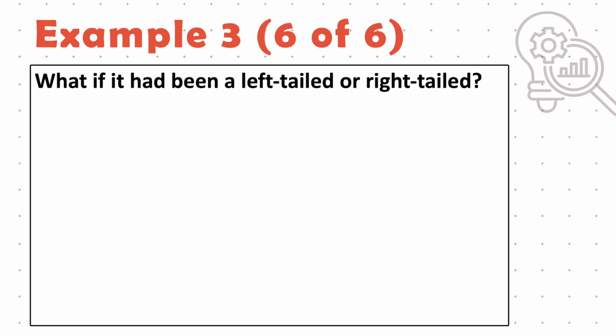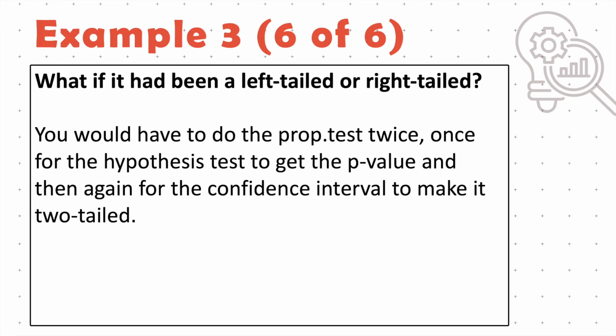But what if it had been a left-tailed or a right-tailed test? In order to do this, we would need to do the prop.test function twice. Once so that we can run this for the hypothesis test, because that would specify the left-tailed or the right-tailed part, and then again for the confidence interval. The hypothesis test will get me my p-value, a correct p-value for the left tail or right tail, and the confidence interval will work for a two-tailed test to give me the upper and lower bound of that confidence interval.